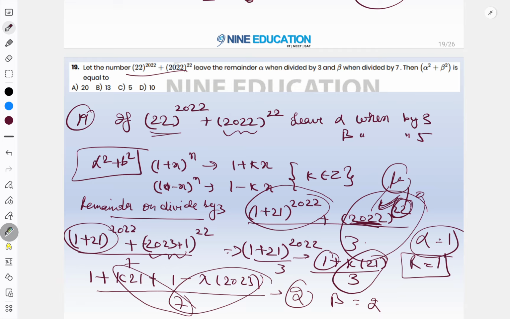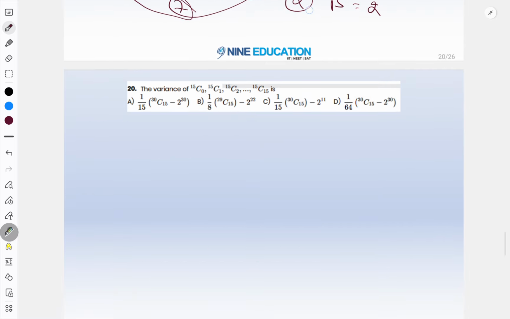Alpha is 1 and beta is 2. Then alpha square plus beta square will be 1 plus 4, that makes it 5. C option.